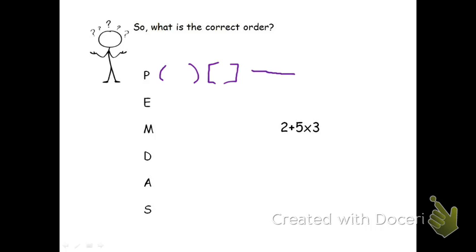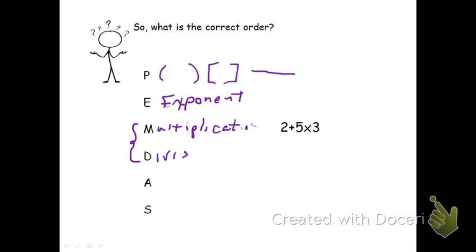The fraction bar is actually a grouping symbol. And what it actually does is it changes the order of operations. It tells you to do what's inside there first. The E stands for your exponent, so evaluate any exponents next. The M and D, these are actually tied. You do any multiplication or any division, whichever comes first from left to right.